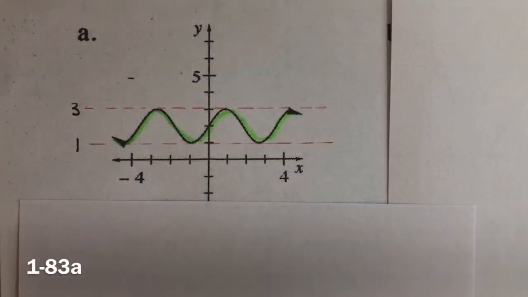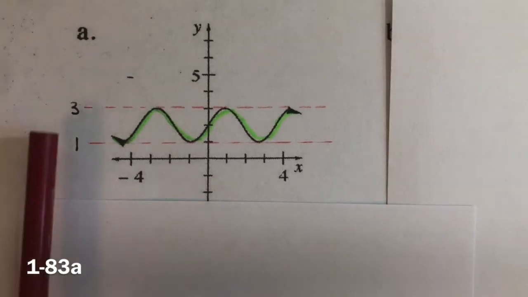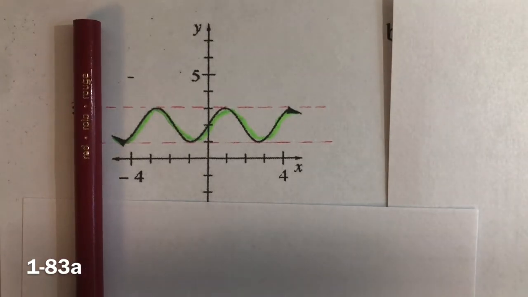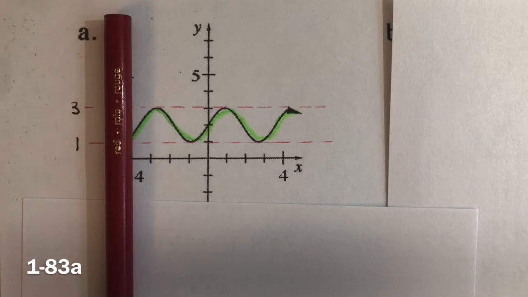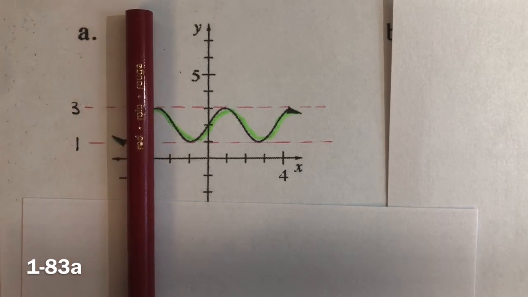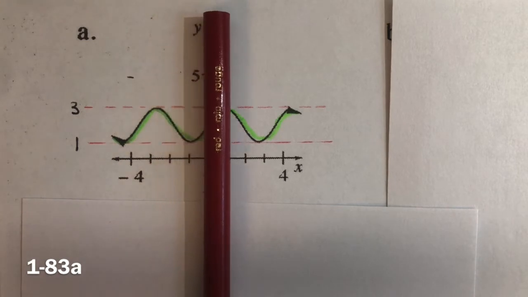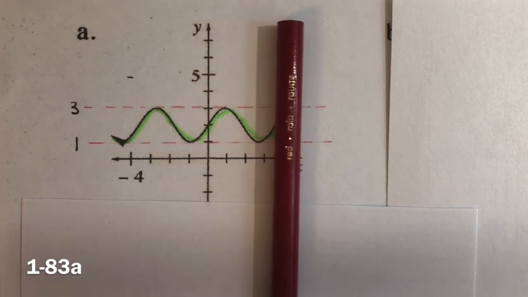For 183, you need to determine if the graph represents a function and then state the domain and range. So first we're going to determine if this graph is a function. I'm going to use the vertical line test. The vertical line test: if at any point my pencil, this vertical line, touches more than one point at the same time, it's not a function.